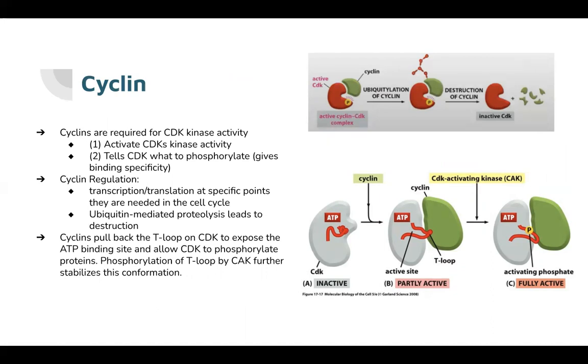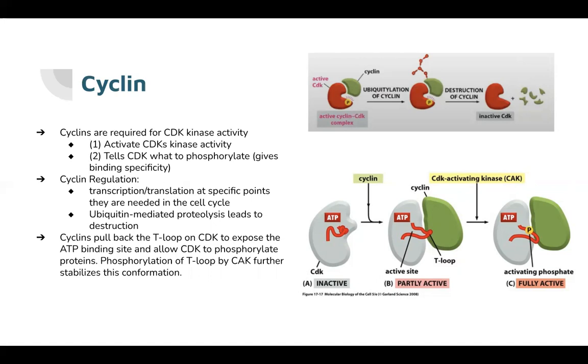protein. Now cyclin regulation. Cyclin is regulated by transcriptional and translational control. So if we need cyclins for S phase, we're going to transcribe and translate a bunch of cyclins.